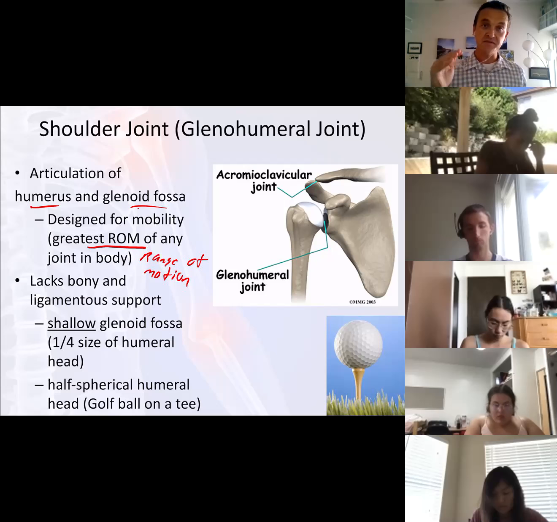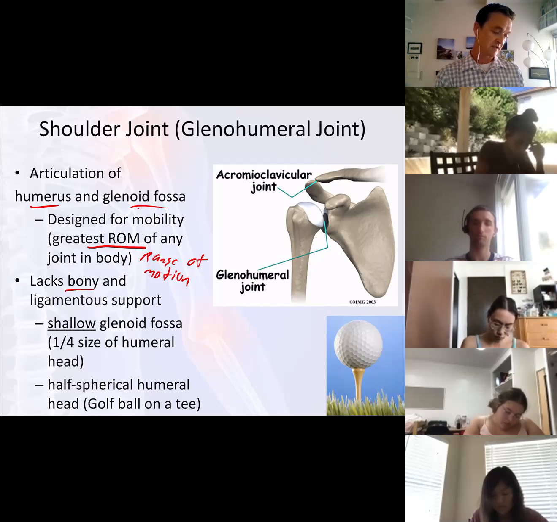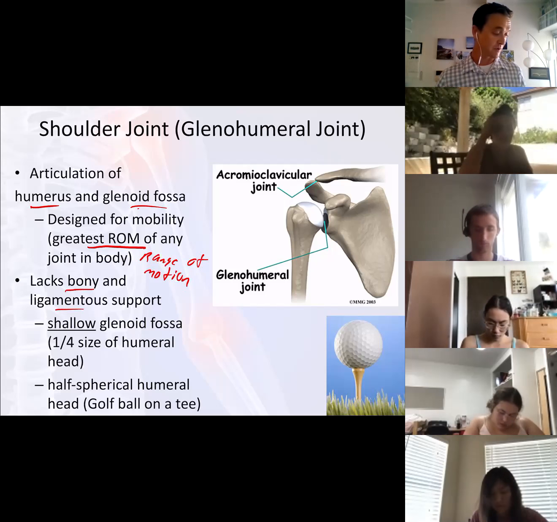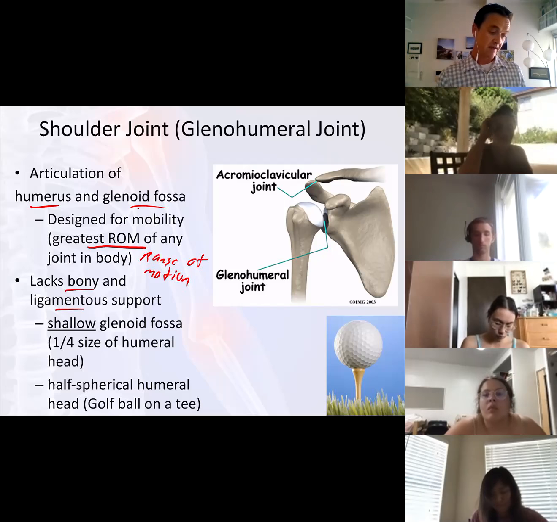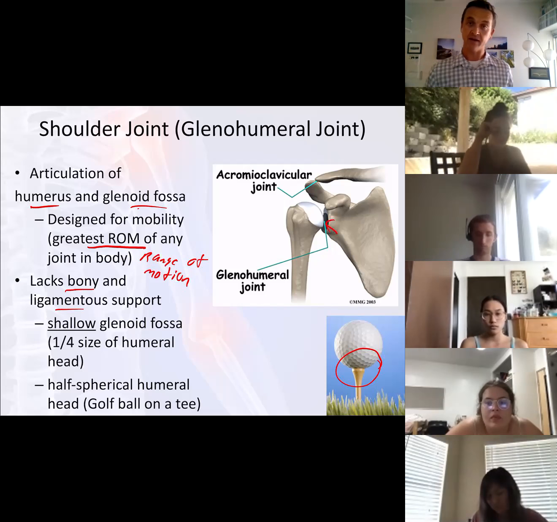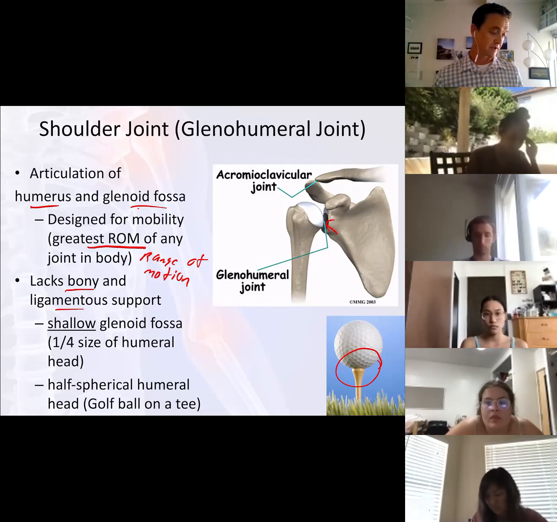Okay, it's very low on bony support and ligamentous support, just like we talked about last class, right? It's got some ligaments, they're really weak, they don't do a whole lot as far as support goes. And the structure, like I mentioned, is that golf ball and the tee type structure, right? Where the humeral head is much larger than that glenoid cavity or that glenoid fossa that it goes into. And so we don't have a lot of bony support. And it's just not a very deep cavity, right? It's pretty flat. That socket part is pretty flat. So we don't get a lot of support from the bony structure itself. Okay, so it's only a quarter of the size of the humeral head.